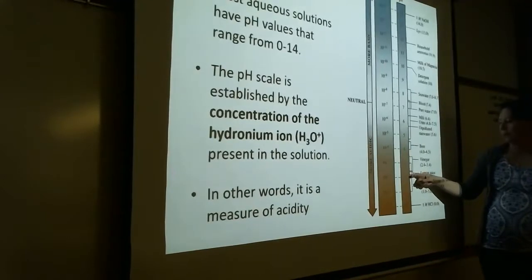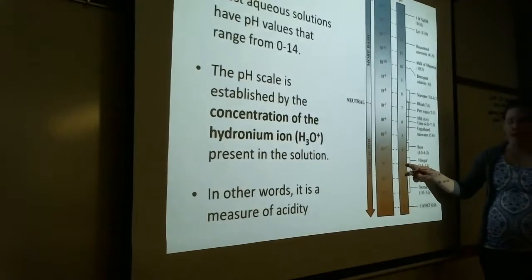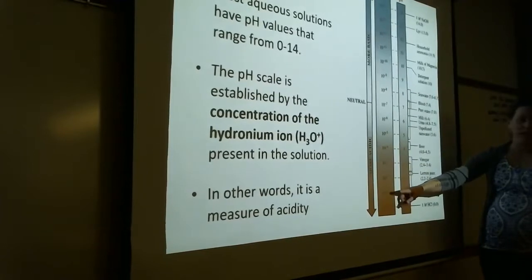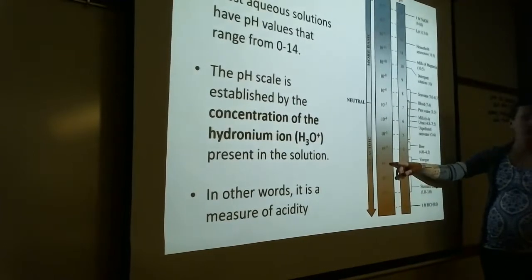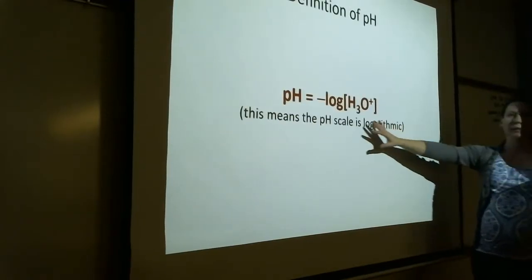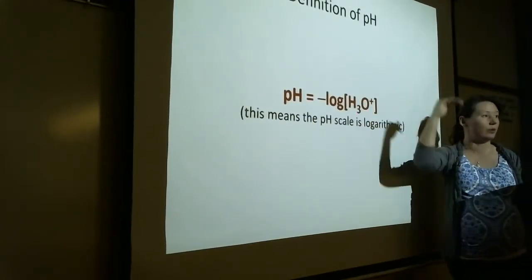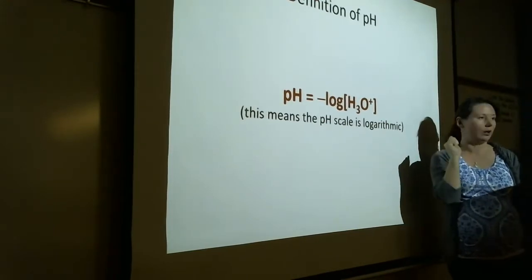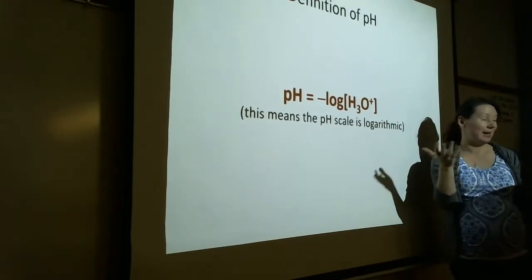If I go from 2 to 3, that's a 10-fold increase, right? Because this is 10 to the negative 1, 10 to the negative 2, 10 to the negative 3. See what happens here? This is a logarithmic scale. So anytime you change a pH unit, going from 3 to 4, that would be a 10 times increase, okay?